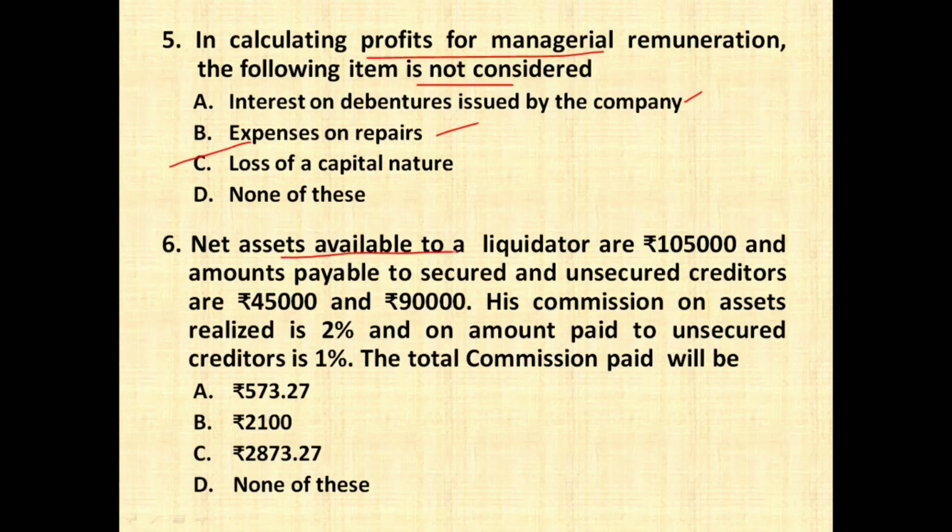Net assets available to the liquidator are 1,05,000. Amount payable to secured and unsecured creditors are 45,000 and 90,000 respectively. His commission on assets realized is 2% and on amount paid to unsecured creditors 1%. The total commission paid will be.